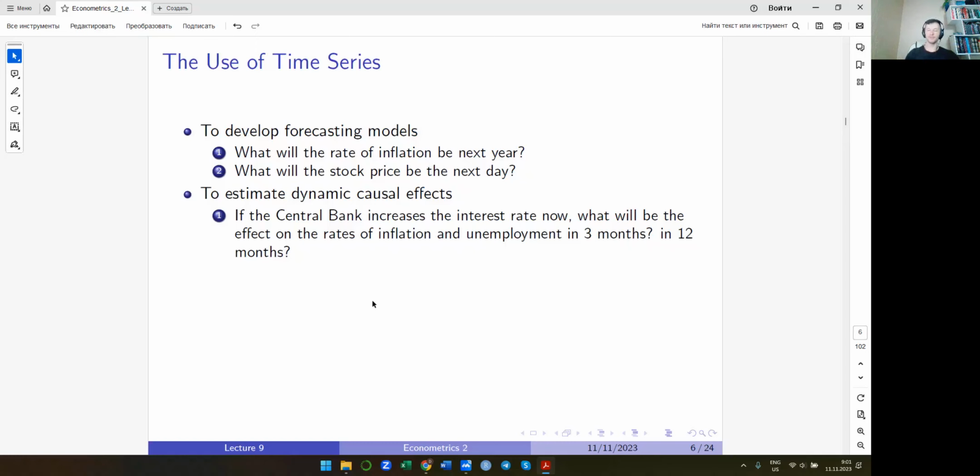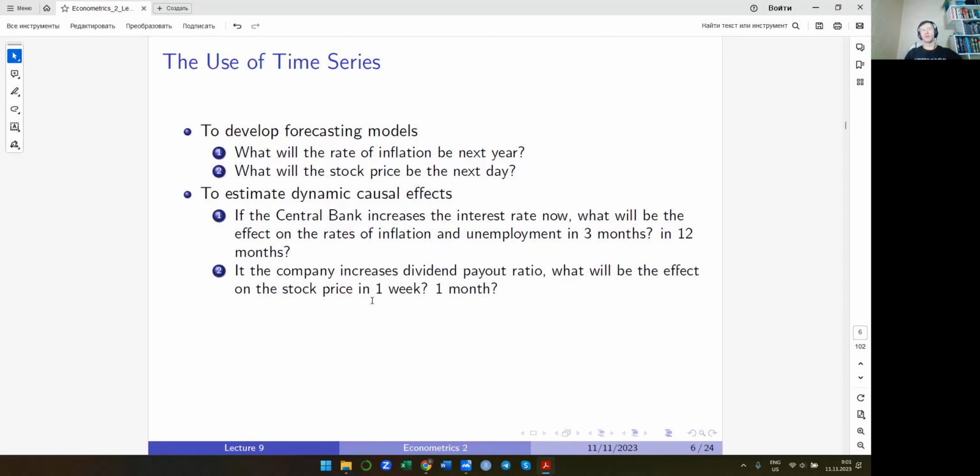So if the interest rate is changed now, what is going to be the causal effect in the near future? Or if the company increases its dividend payout ratio, so for example, recently Lukoil and Nornickel introduced large dividends, larger than anybody expected. If the company does this now, what will be the effect on the stock price in 1 week, in 1 month? Again, a causal effect, but one which is lagged in time.